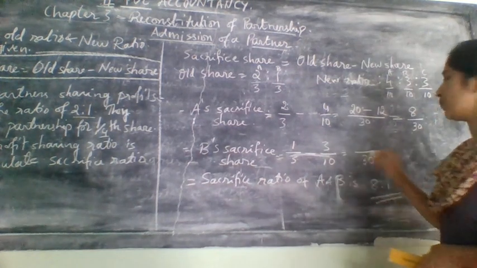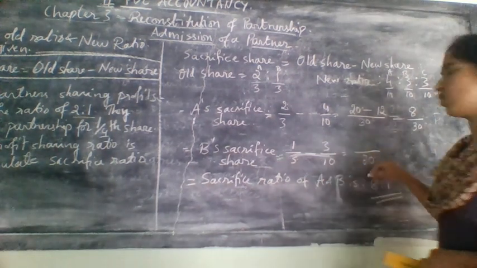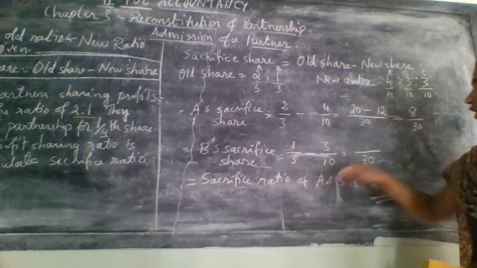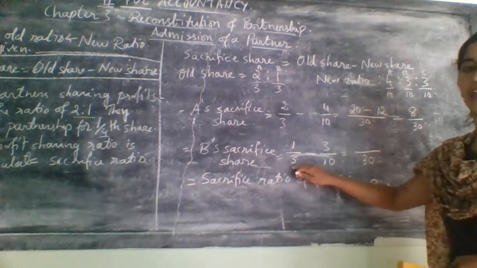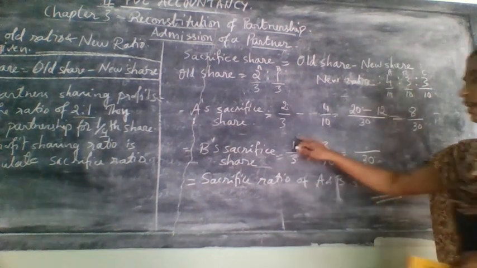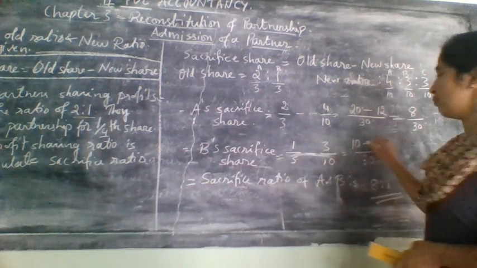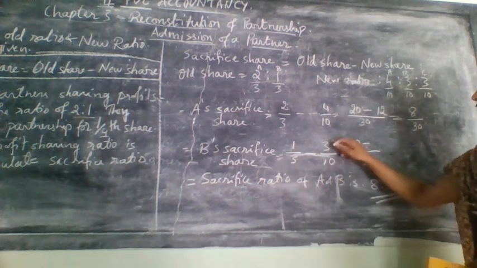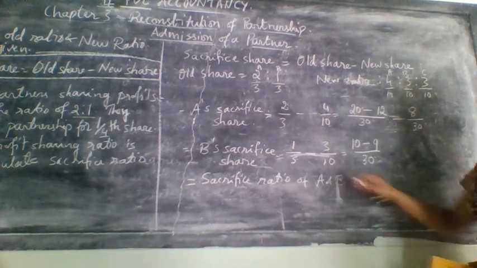Here also it will come 30. This is 3 and 10, so it will come 30. Now again, same method as you followed here. 30 divided by 3, it will come how much? 10. 10 ones are 10, minus. 30 divided by 10, it will come 3. 3 threes are 9.